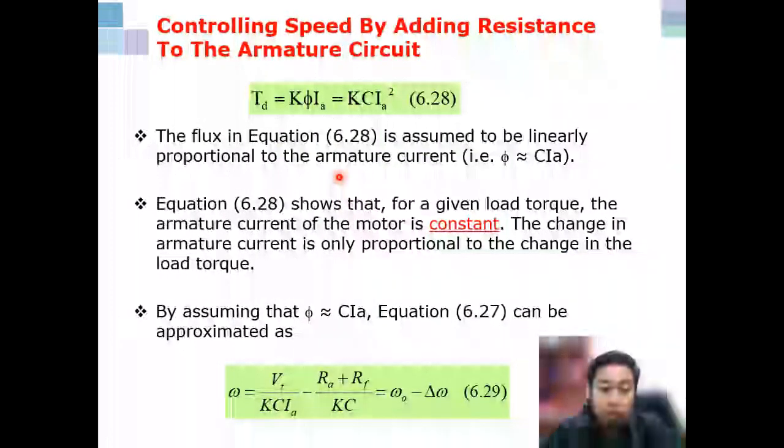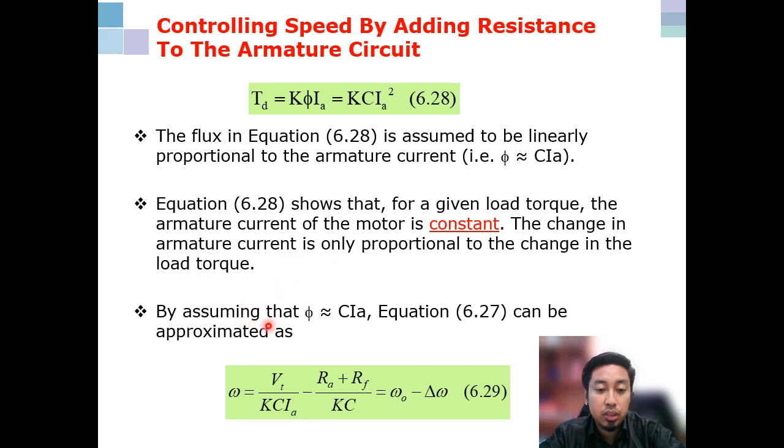For the first, controlling the speed by adding a resistor to the armature circuit. You can see here, for equation 6.28, the torque developed is equal to KΦIa, which equals KC Ia squared. The flux in equation 6.28 is assumed to be linearly proportional to the armature current. Equation 6.28 shows that for a given load torque, the armature current of the motor is a constant. The change in the armature current is only proportional to the change in the load torque.